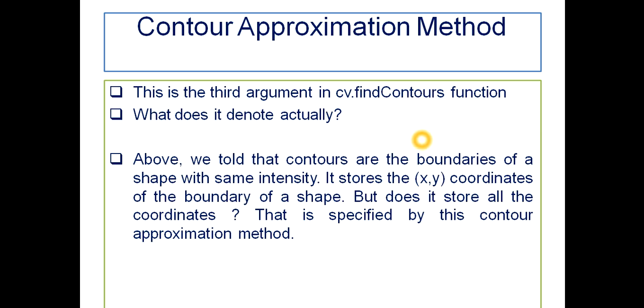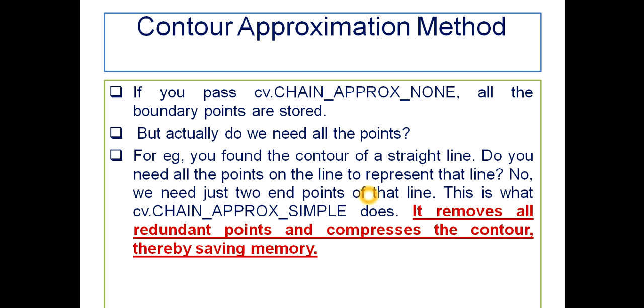Now, the contour approximation method. You have seen that this is the third argument in the cv.findContours function. Why are we using it, and what does it denote? We said that contours are the boundaries of a shape with the same intensity, and it stores the xy coordinates of the boundary of a shape. But does it store all the coordinates? This is specified by this contour approximation method.